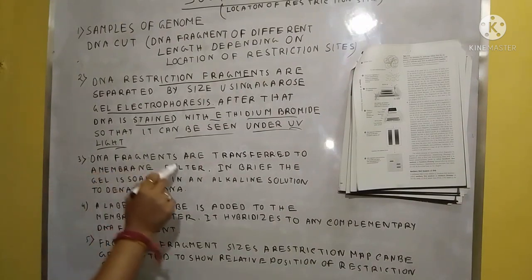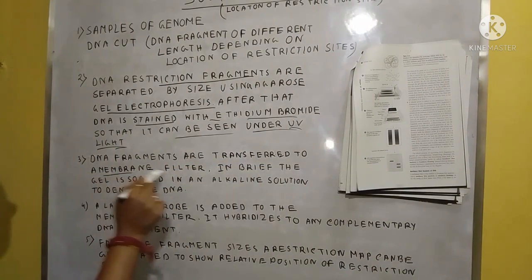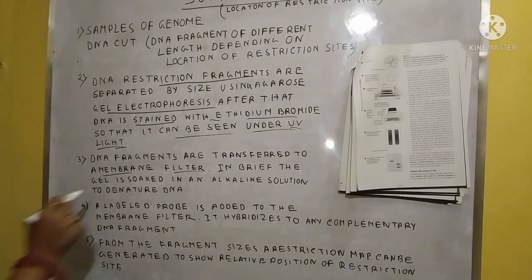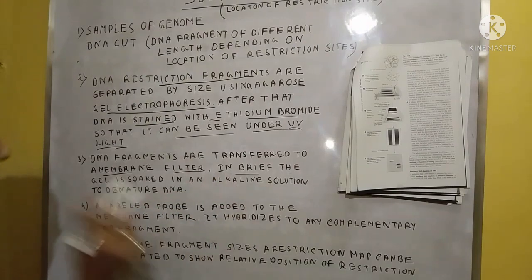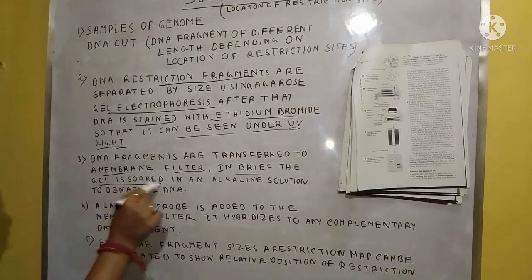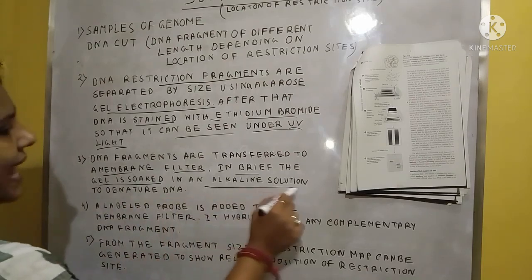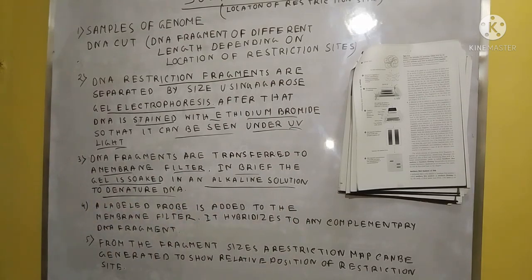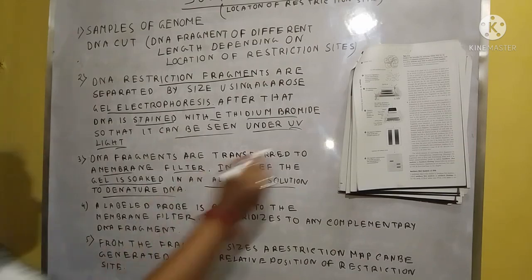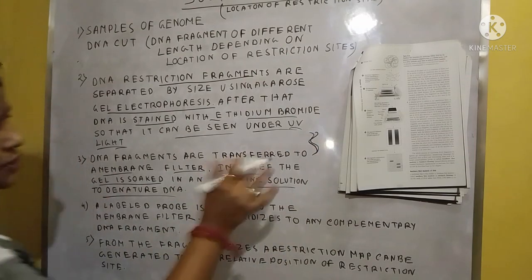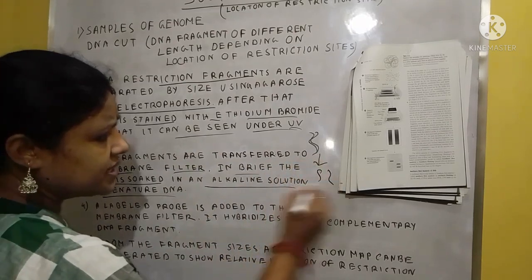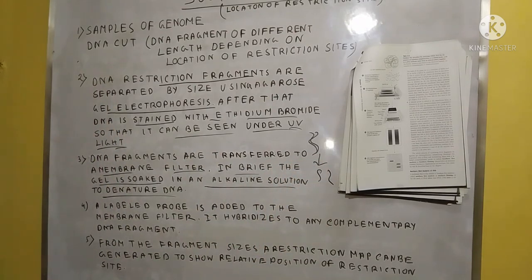The third step is that the DNA fragments are transferred to the membrane filter. In brief, why is the membrane filter needed, or what is the role of the membrane filter? In brief, the gel is totally soaked in an alkaline solution to denature the DNA. The double-stranded DNA here converts into single-stranded DNA. Clear? When it is soaked in an alkaline solution.